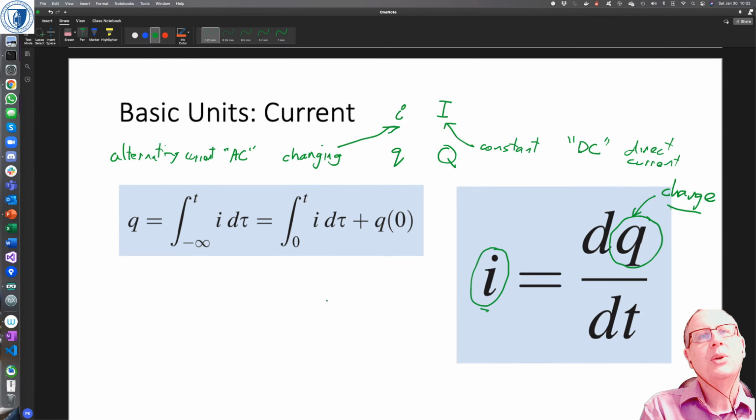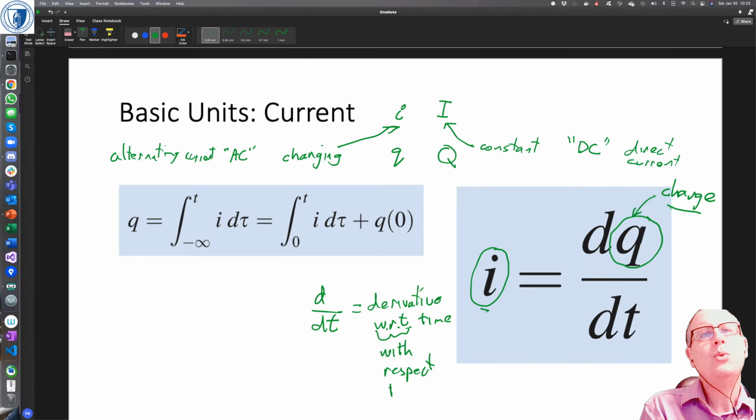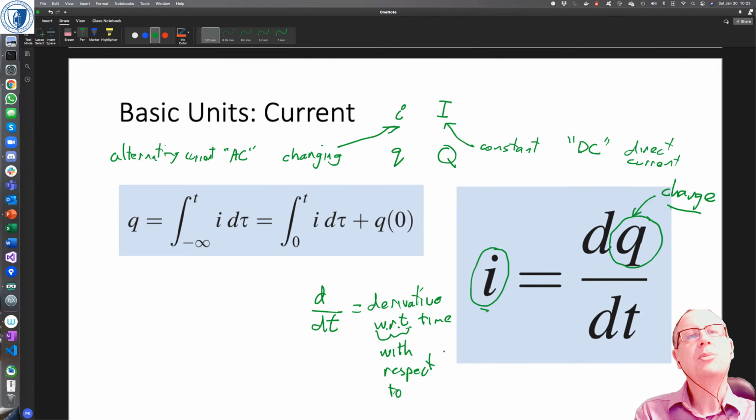So the notation d by dt is the derivative with respect to time. I wish I could spell, it would be wonderful. And I hope everybody knows the acronym WRT, with respect to time.